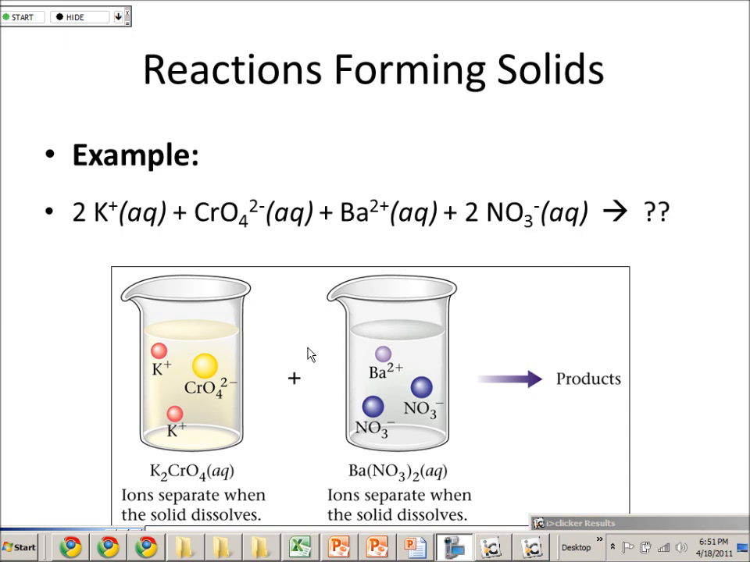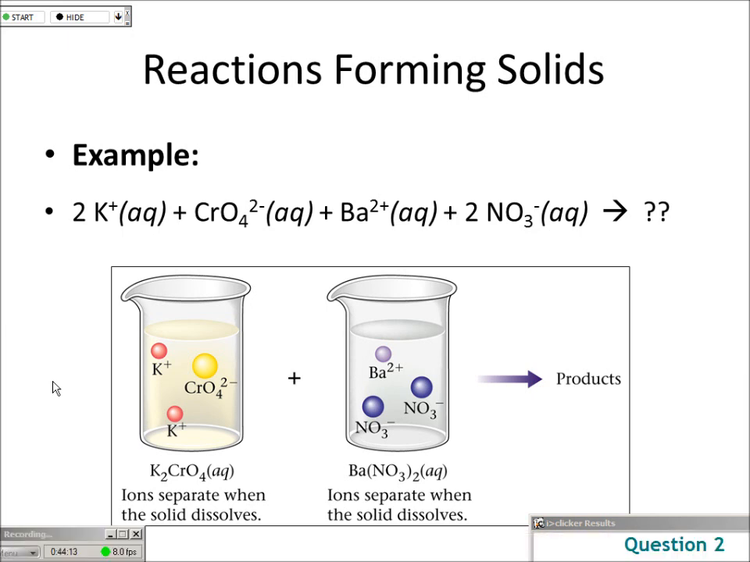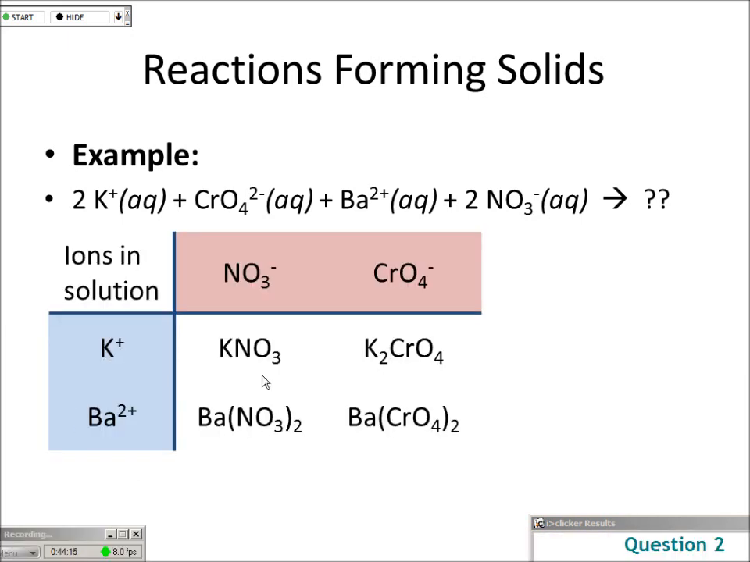So possible products might be K2CrO4. It might be barium nitrate. It might be switching partners, like potassium nitrate. It might be barium chromate. Any of these things might be favored. We have to come up with some sort of rules to look up that we can use to figure out which one would be favored or which one would precipitate. So this is just showing how you can come up with different potential products. Those same ions, positive ions and negative ions, how can we combine them? These are possible products. I don't know which one's going to form.